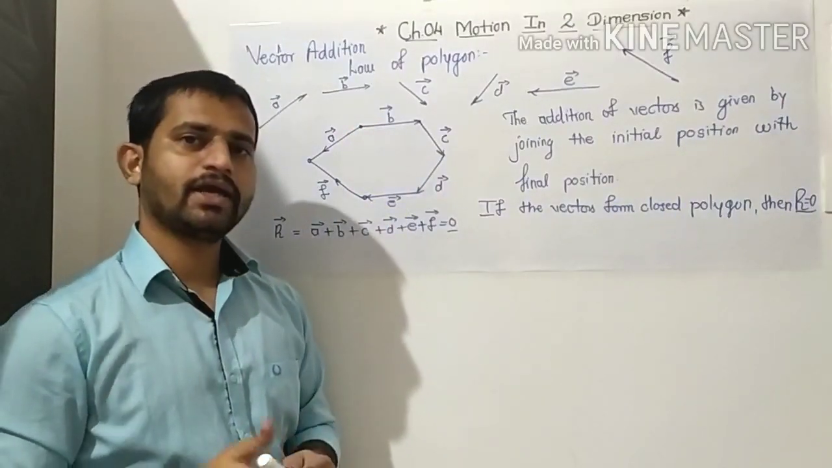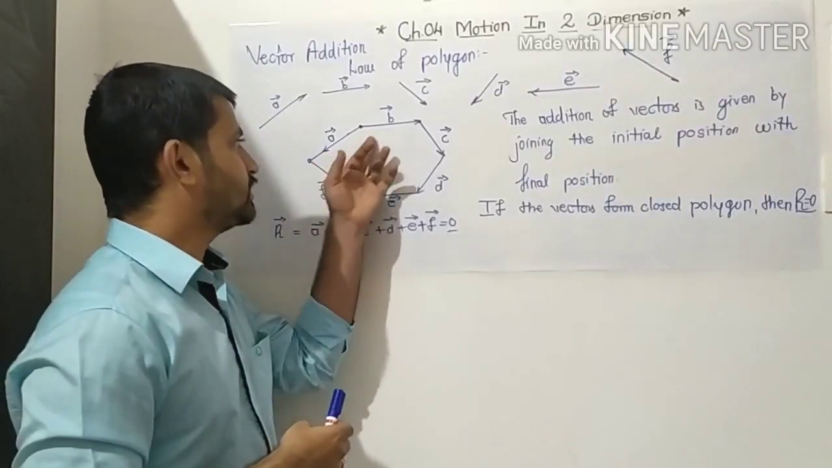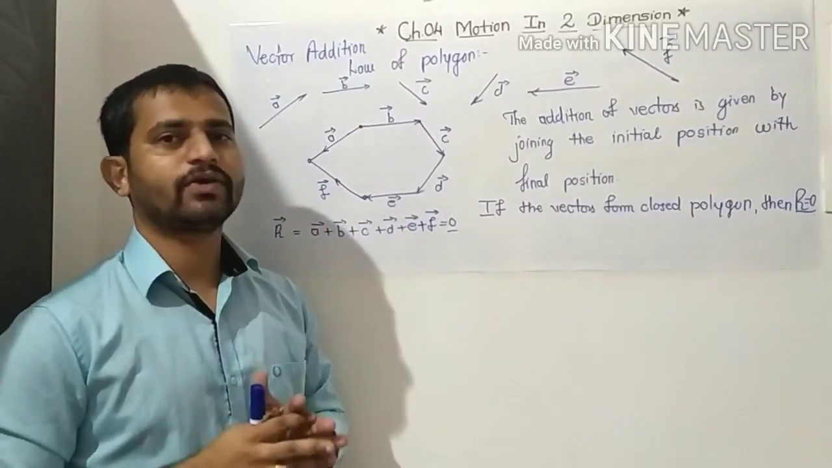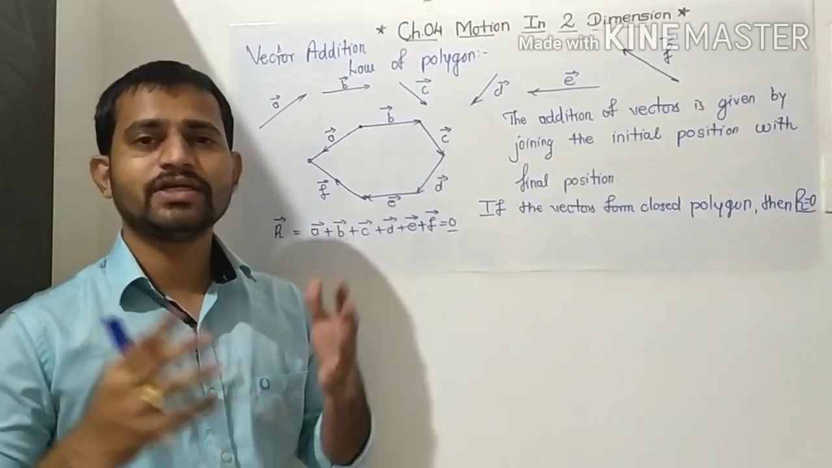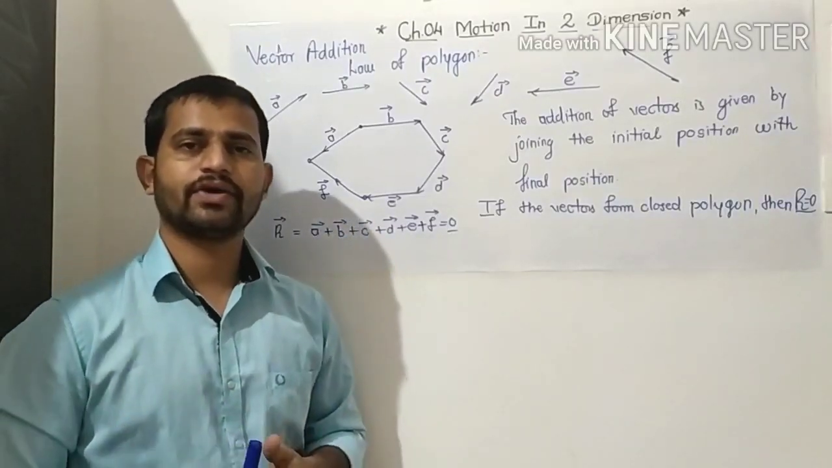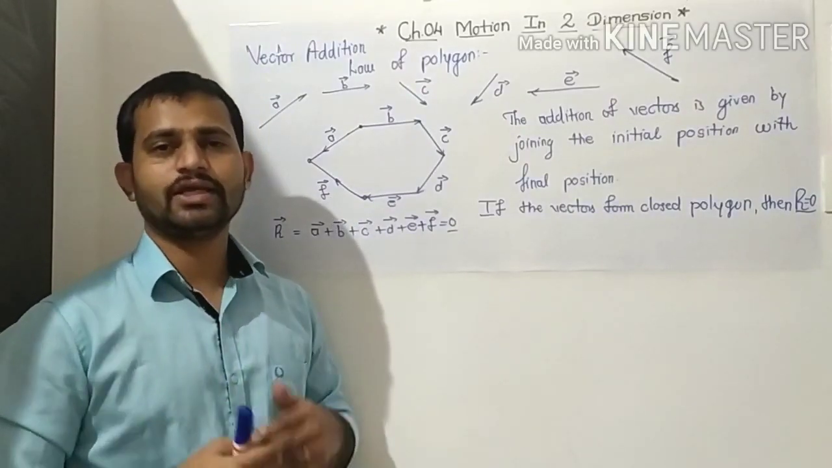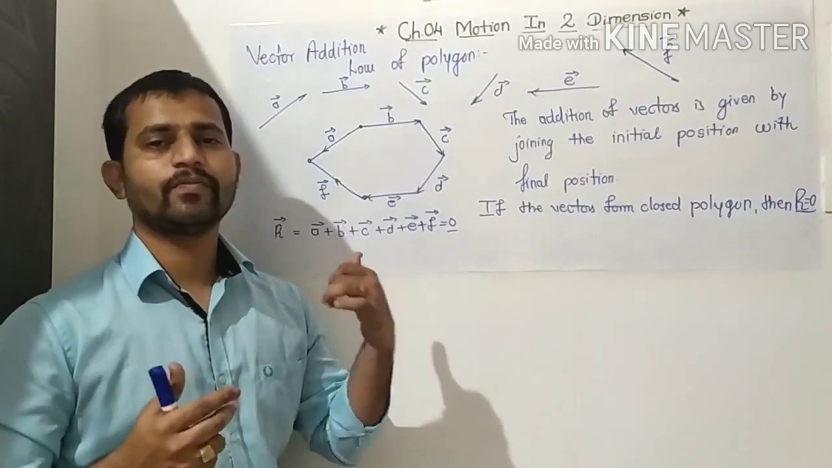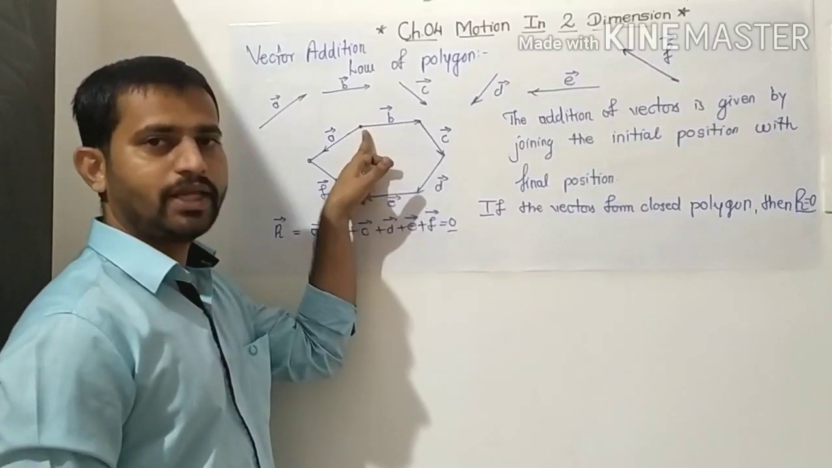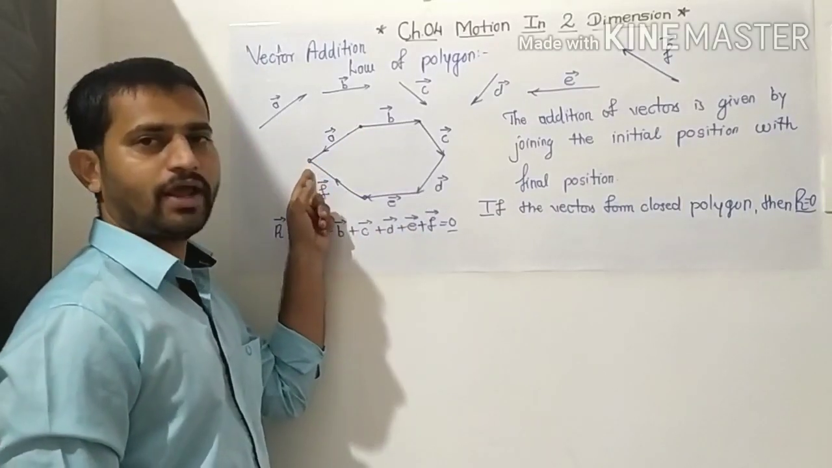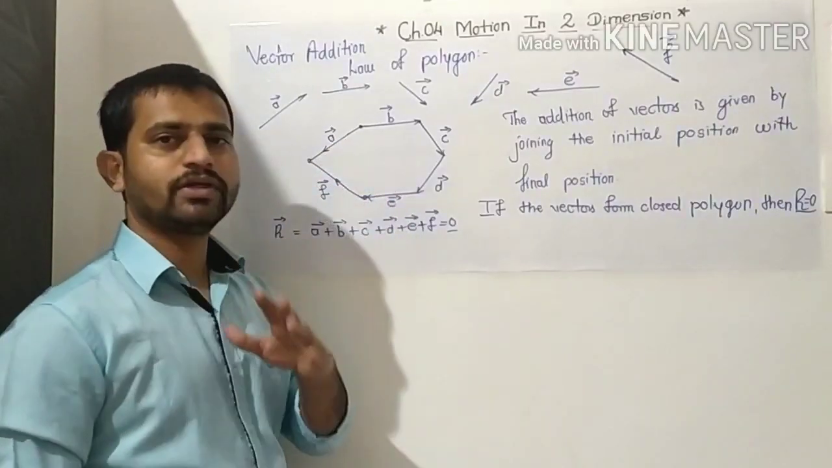What is happening there? According to the law of polygon, if we change the direction of any one vector, that vector will give us the value of the addition of all the vectors. That vector will give us the value of the resultant, its magnitude and its direction, because that vector is nothing but joining the initial position of the one vector with the final position of the last vector. Okay, this is the initial position of the vector B and this is the final position of the vector F. We are joining these two, and also the arrow is in the direction of the last position.